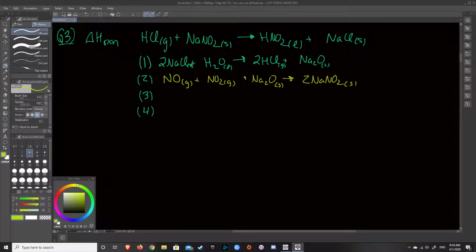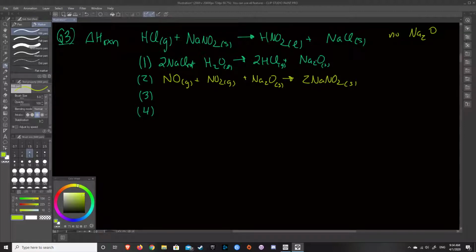You can already see that these equations, right? We got NaNO2 right here. So we can see that this needs to be reversed because that needs to go on the left-hand side. And we can see that we've got Na2O, and this is Na2O. So if we flip this one over, we'll have to flip this one over because we want the Na2Os to cancel. We see in our final equation, we have no Na2O. So we know that these two reactions need to be reversed.